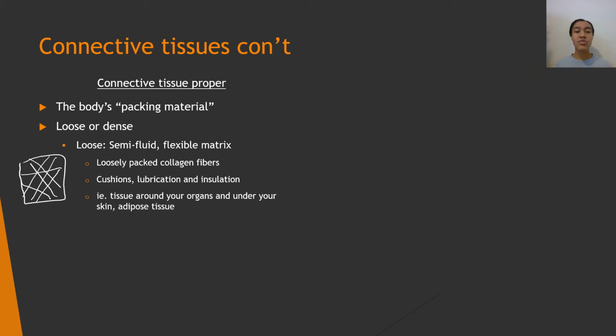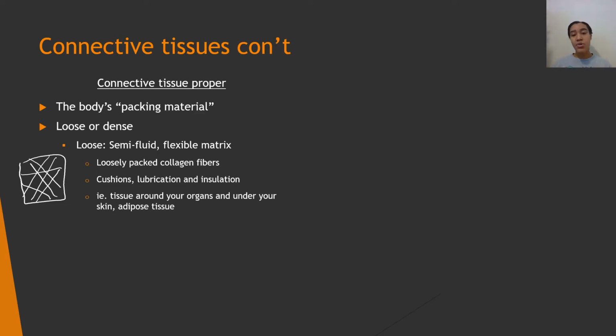And the role of loose connective tissue is to provide cushion, lubrication, and insulation for the body. And so some examples are the connective tissue around your organs that holds everything together and holds your organs in place, as well as the connective tissue that's underneath your skin. So the loose connective tissue under your skin is the reason why you can do this to your skin and it not just fly off when you pull your skin, right? The connective tissue is holding your epidermis to the rest of your body so you don't end up falling apart.